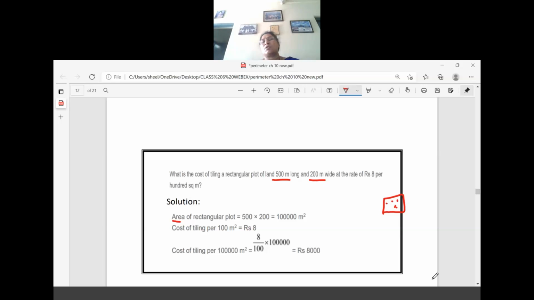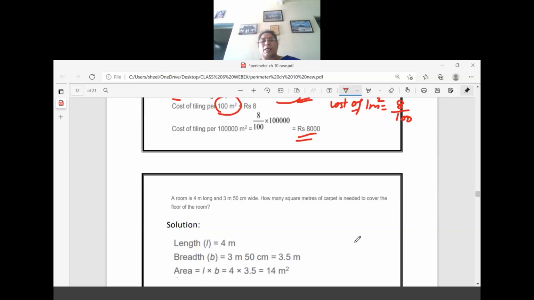Then what is the next step? We should find the cost of tiling. Earlier the rate was per square meter, but here the cost is given per 100 square meters, which is rupees 8. So the cost of tiling 1 square meter is 8 by 100. Then 8 by 100 into the area we calculated. So what is the final answer? Rupees 8,000. So we have calculated the cost of tiling that plot.